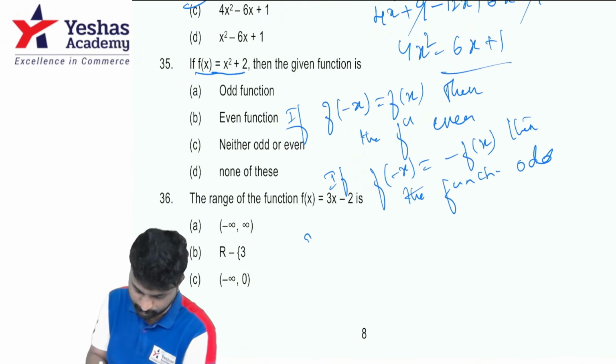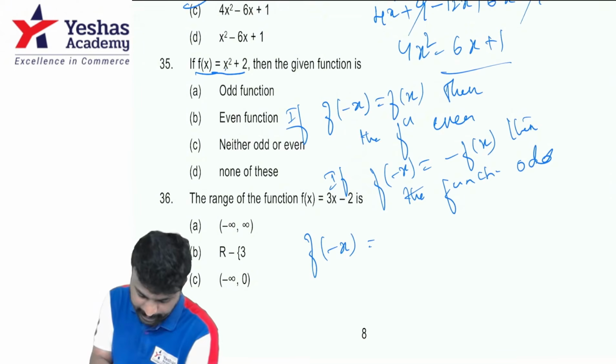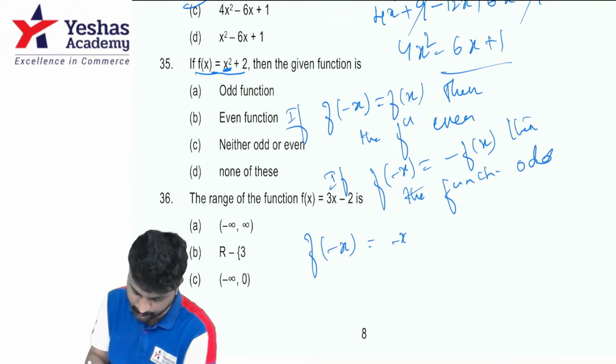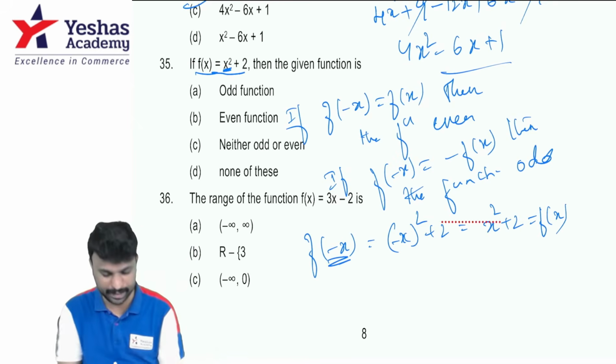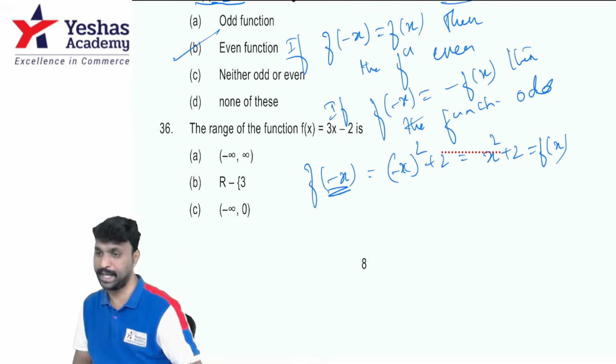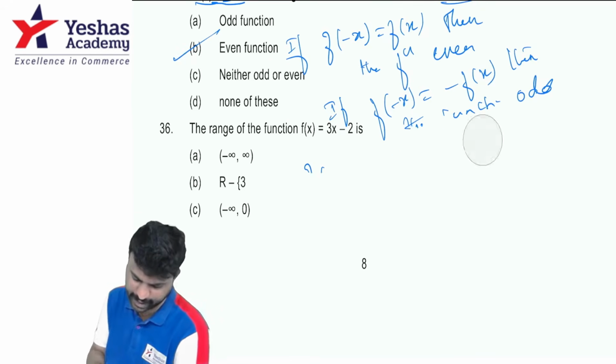Now let us check. If I put minus x in place of x, so minus x the whole square plus 2. What is minus x the whole square? X square only, plus 2. So f of minus x is coming out to be what? F of x only. That means it's an even function. So option B is the right answer. Guys, moving on to the next question.